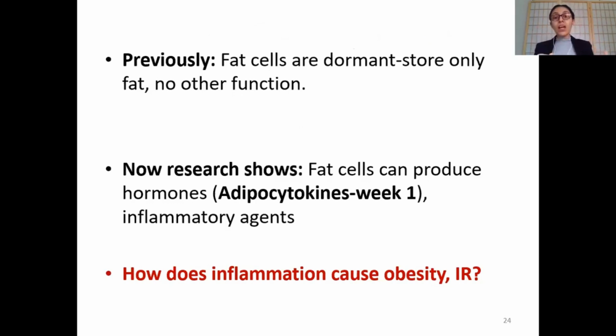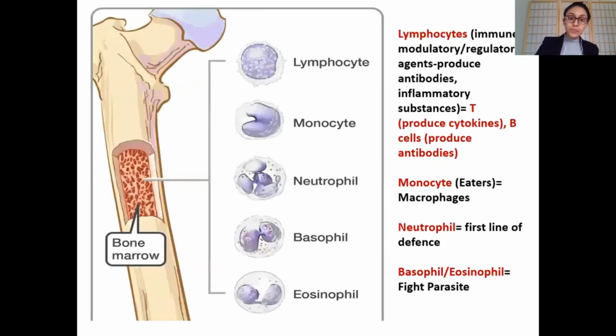When you have these adipocytokines, some types of adipocytokines can act as inflammatory agents. So basically what I'm trying to say is we need to understand the role of inflammation in causing insulin resistance. Before you understand the role of inflammation in diabetes and obesity, it is very important to understand the basics of your immune system.